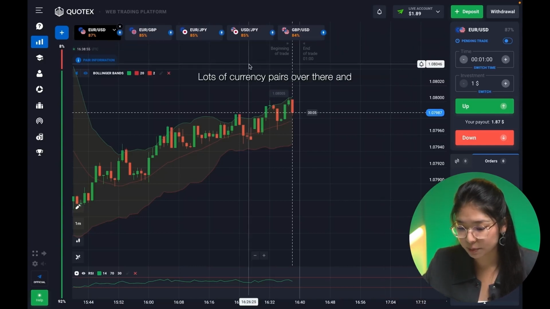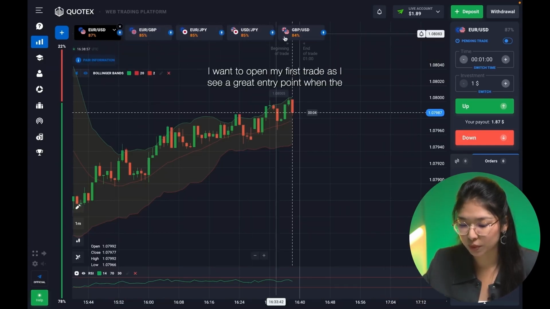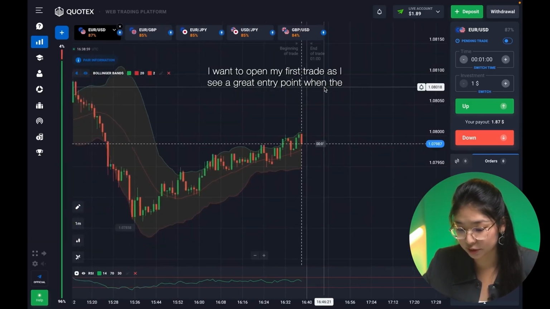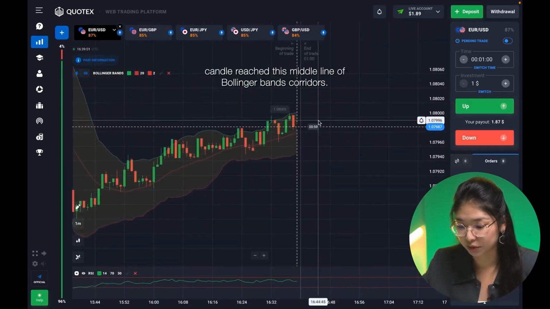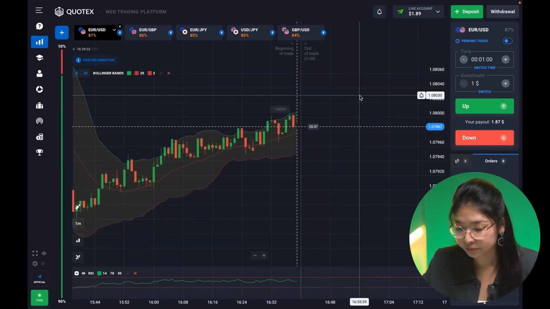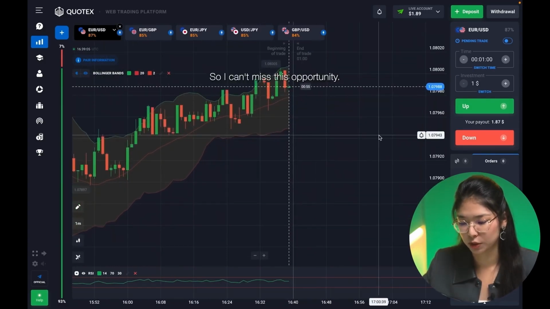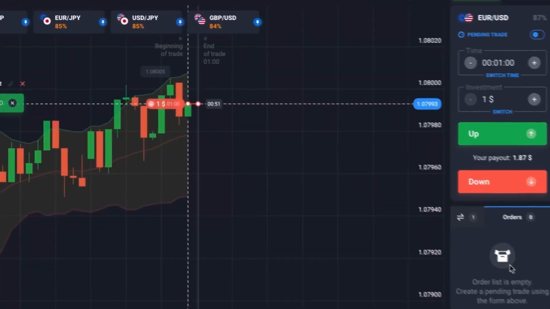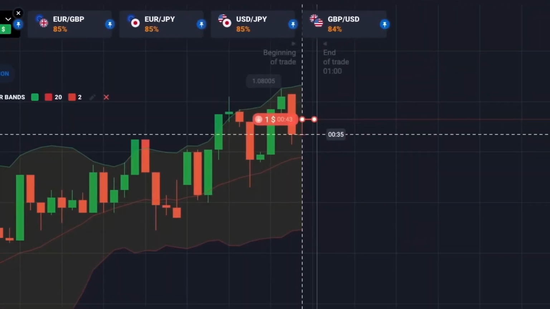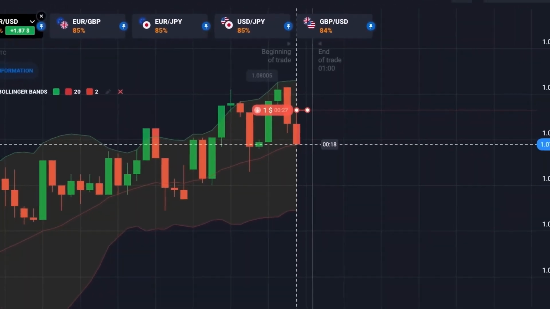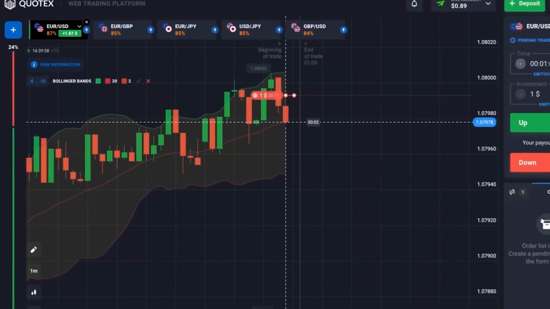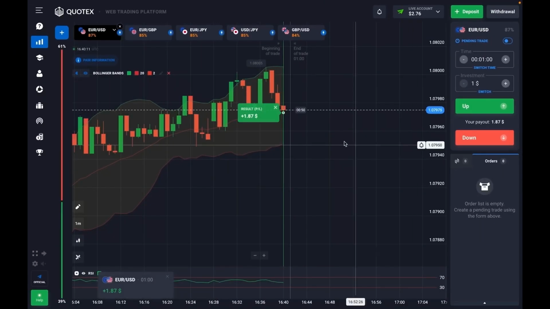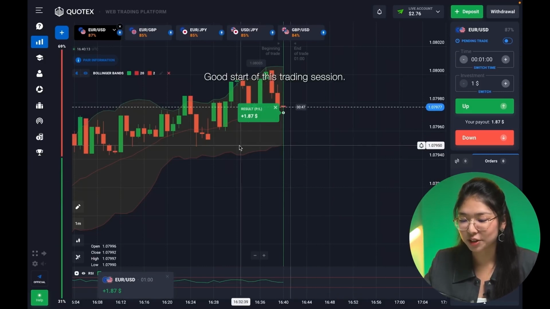So, lots of currency pairs over there. I want to open my first trade. As I see a great entry point when the candle reached this middle line or Bollinger Bands corridors. So I can't miss this opportunity, guys. And here be ready for put option. Guys, that's amazing! Good start of this trading session.